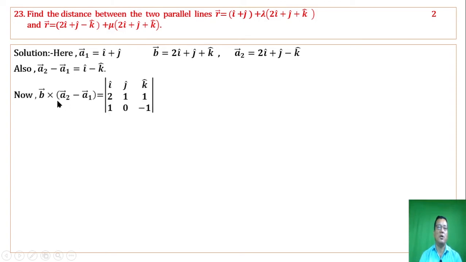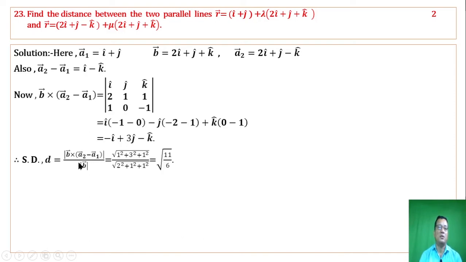The b cross of a2 minus a1, use this determinant and expand, we have this. Shortest distance d is, use this formula, put their respective values, evaluate, we get square root of 11 by 6, which is the distance between the two parallel lines.